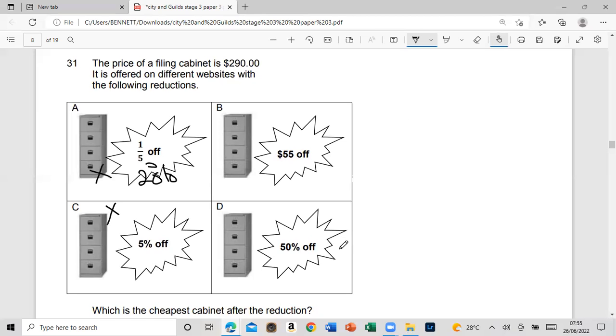Oh, a 50% is kind of basic, but I'm going to work it for you. A half of this is $100 and something, and these are just $55 off. So 290 divided by 2 is $145 off, right? Yeah, very nice question.